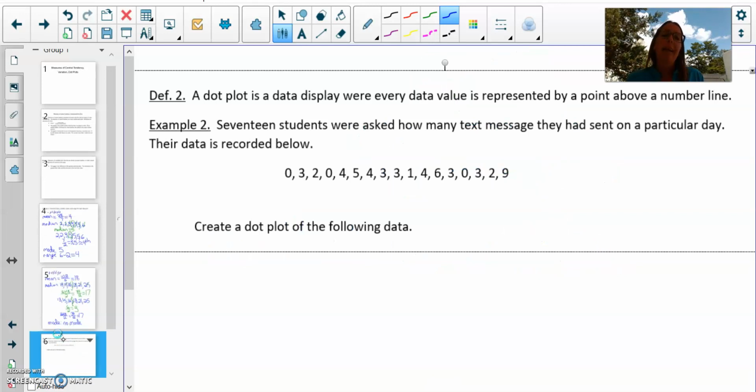Okay, a dot plot is a data display where every data value is represented by a point above a number line. Don't forget your labels and your titles. So example 2, 17 students were asked how many text messages they sent on a particular day. Their data is recorded below. Create a dot plot of their data.